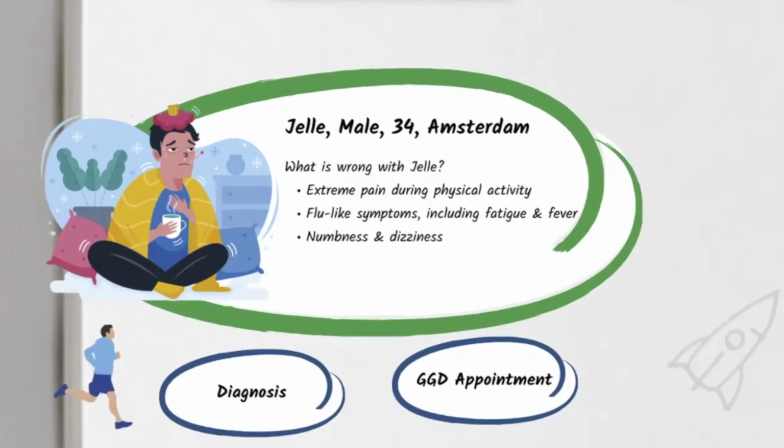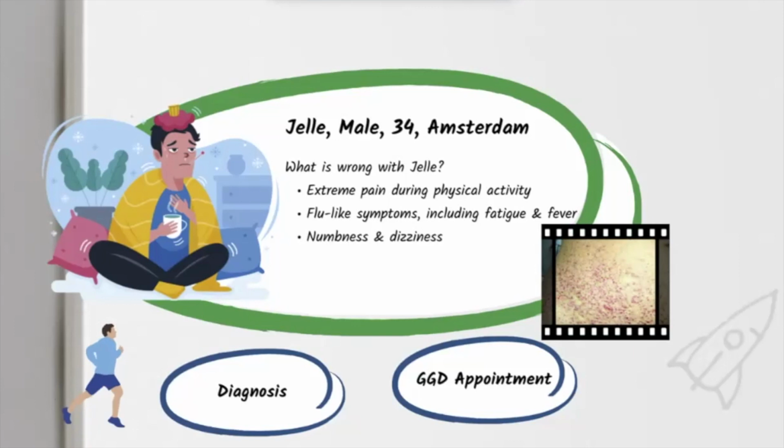To begin with, Jelle is a 34-year-old male living in Amsterdam. Jelle tends to be a very physical person, enjoying physical exercise and activities. A couple of days ago, during his regular jogging routine, he started feeling extreme pain. And by the time he was home, he started showing flu-like symptoms like fatigue, fever, and dizziness.